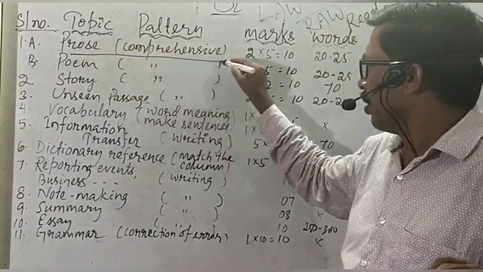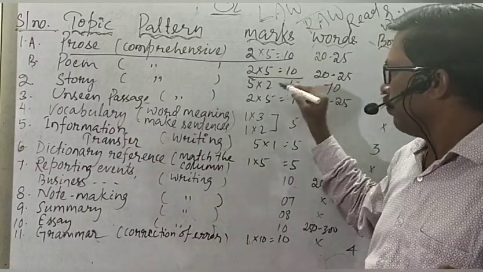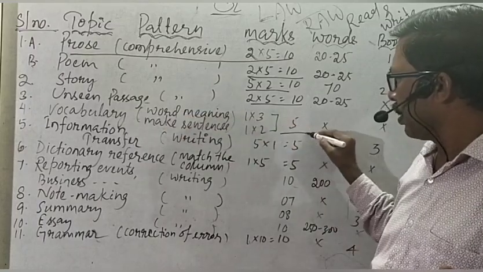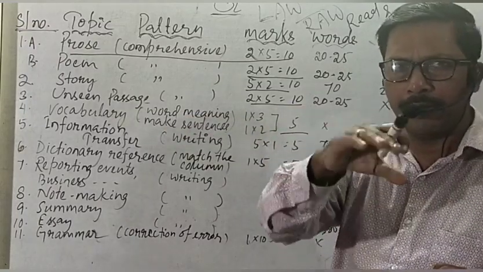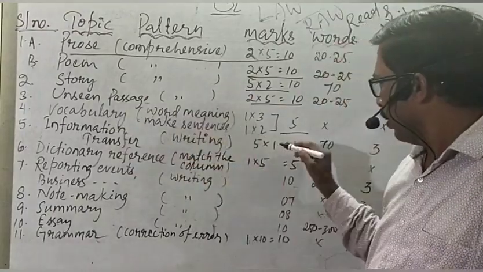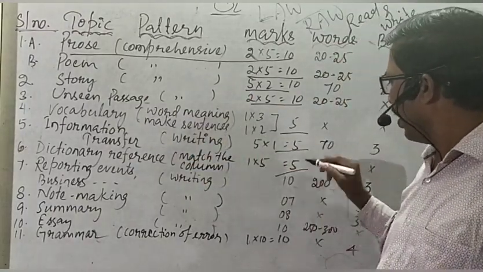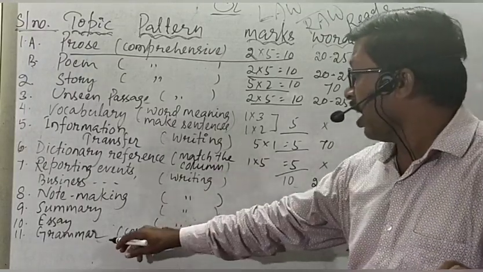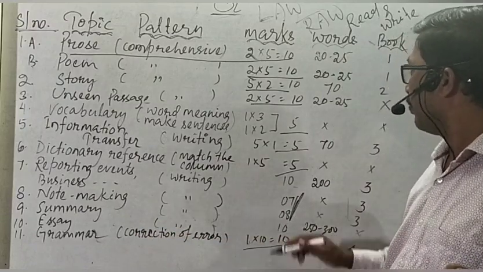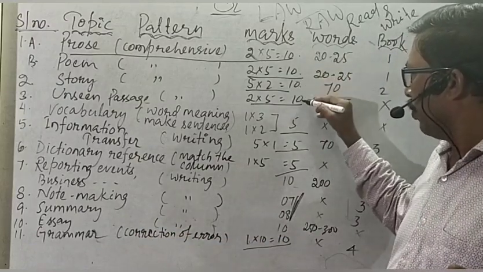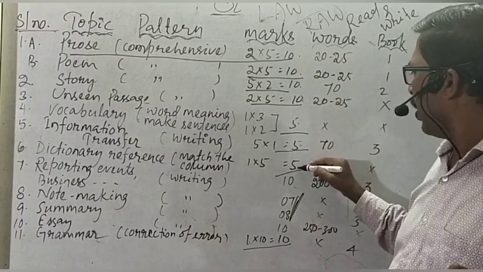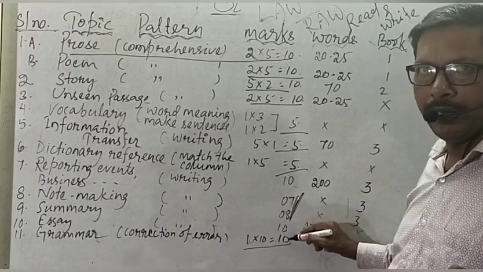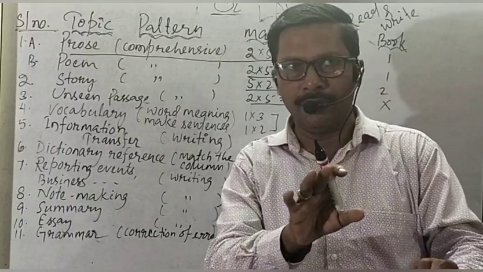Prose passage 10 marks, poem 10, story 10, unseen passage 10, vocabulary 5 marks, information transfer, data transfer, graph or pie chart to paragraph. So this is also dictionary reference. Now this 7 plus 8, 15 marks, note and summary from the passage. And again the last one, the error correction. 10, 20, 30, 40, 45, 50, 55, here 15, 70 and here 10. 80 marks, I have already told you.